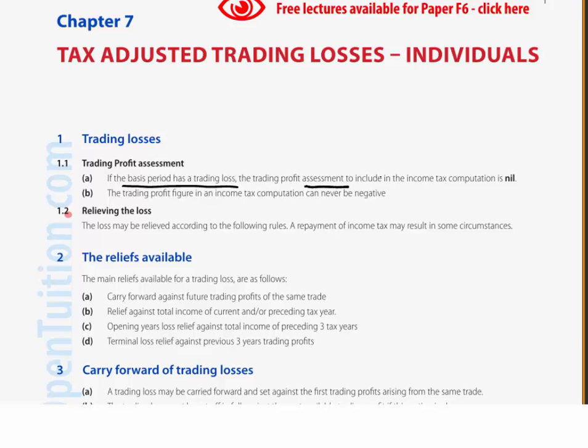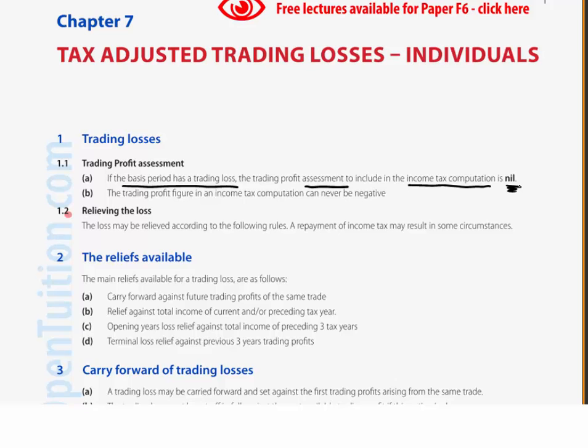Instead, the assessment in the income tax computation is nil. So wherever losses are sustained, and this is true in income tax, and it's true in corporate tax, whether it's a trading loss or any other type of loss, the assessment in the computation, here income tax computation, later corporate tax computation, is nil. We do not put a negative, a bracketed figure onto the computation.